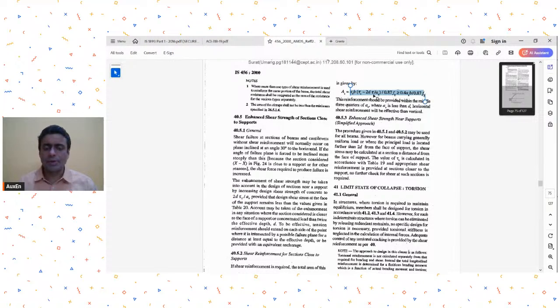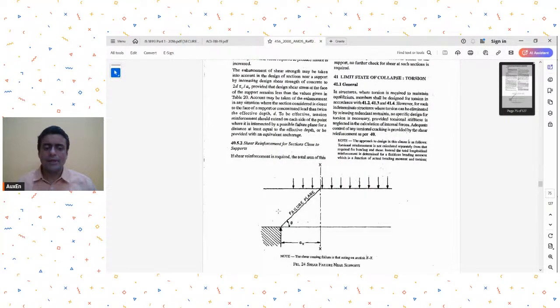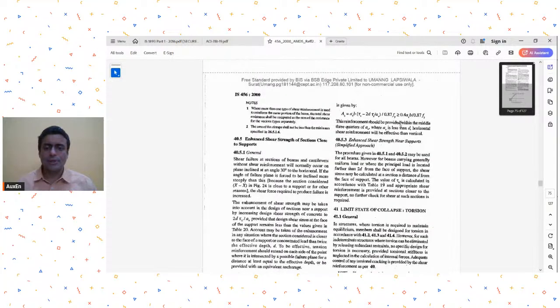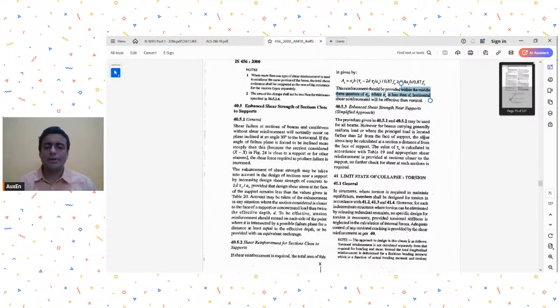This is the same formula, just the difference is that for tau v, now instead of subtracting tau c, we are subtracting 2d upon av into tau c because we are enhancing the concrete shear strength. Otherwise the formula is the same, and this reinforcement will be provided in the av zone. So the code says that you provide this reinforcement in the middle three quarters of av. That means the middle 3/4 of av you provide this reinforcement.